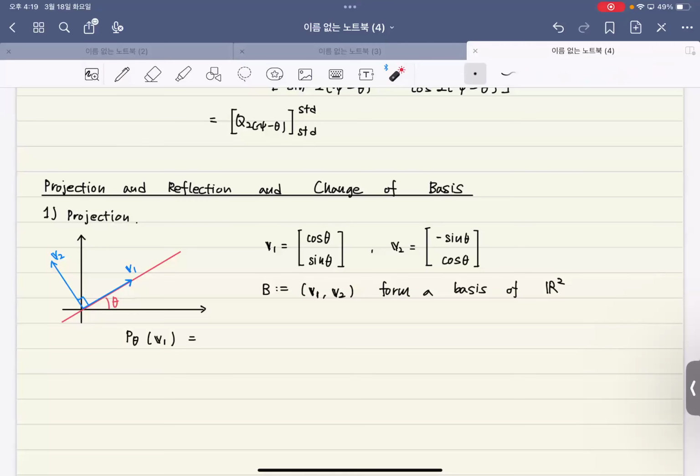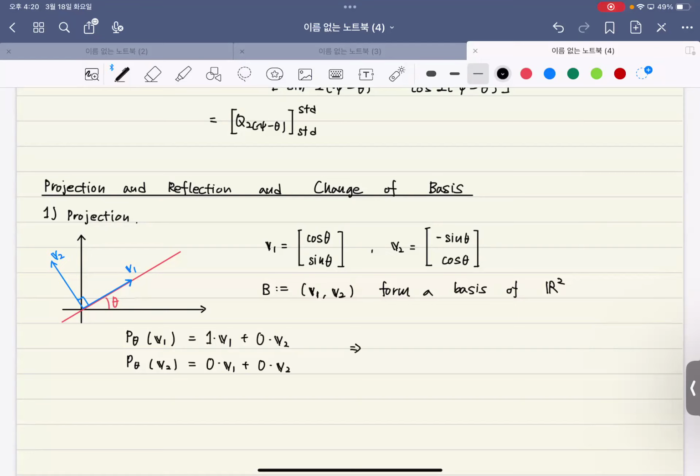But what happens if you project V1 onto the line? It just carries over, doesn't change anything, which is V1, right? I'm going to say 1 times V1 plus 0 times V2. Now what about the second basis vector? The projection of V2 under P theta is going to be nothing, the zero vector, right? So 0 times V1 plus 0 times V2.